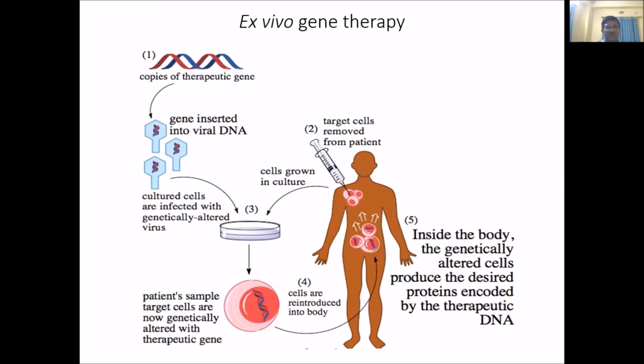And then what you are doing, you are reintroducing the therapeutic gene modified patient's own sample into the patient's own body. And inside the body, these genetically altered cells will produce the desired protein encoded by the therapeutic RNA or the therapeutic DNA. This type of therapy is known as ex vivo gene therapy. That means we are modifying the cells ex vivo, that means outside the body, and then we are introducing it into the human body.